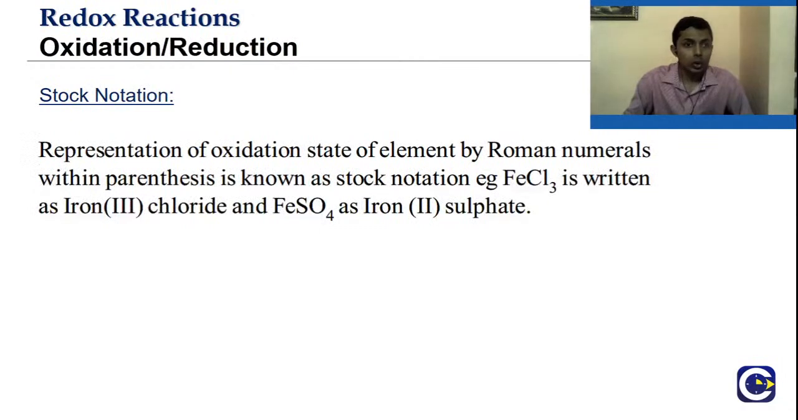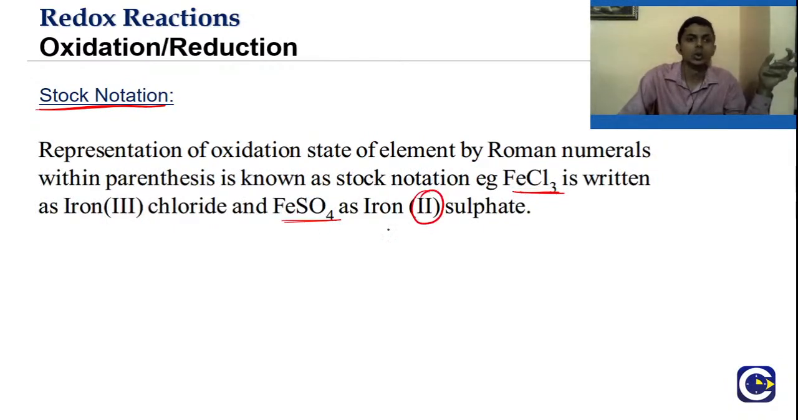So to represent this variable oxidation state, we have something called the Stock notation. The Stock notation was introduced by a scientist named Stock. When there are variable oxidation states, for example, ferric chloride and ferrous sulfate, in ferrous sulfate iron has oxidation number of 2, and in ferric chloride, the oxidation number of iron is 3. So that's why we can use Stock notation to represent the oxidation number in different cases.